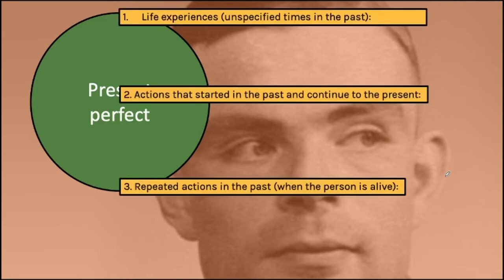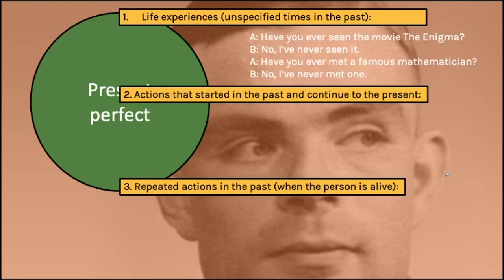We have three types of actions for the present perfect. The first one is life experiences, or activities that happened in the past, but we don't know exactly when these actions or activities happened. And we remember that we use ever to ask people about life experiences, and we use never when we want to say that there is something we have never done.